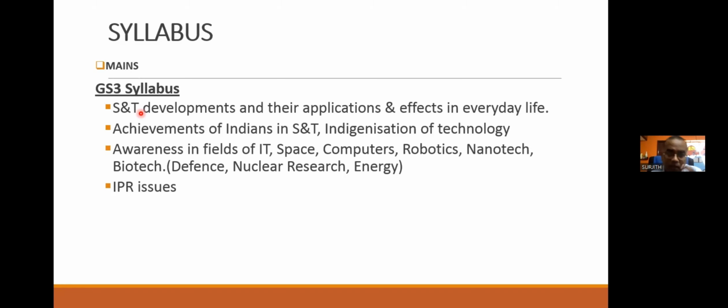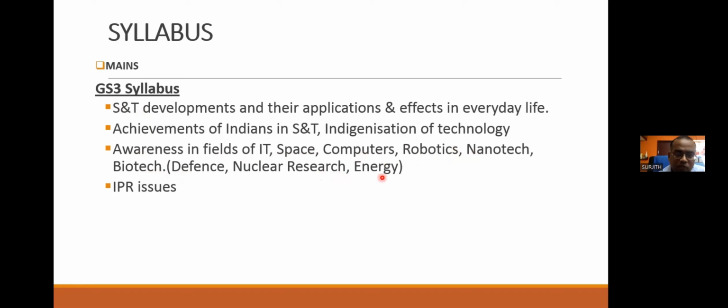When I say technological developments, which area needs to be prepared? Technological development happens in many areas, but which area you have to focus on is another point. That is given in the third point, which is awareness in the fields of IT, space, computers, robotics, nanotech, and biotech.